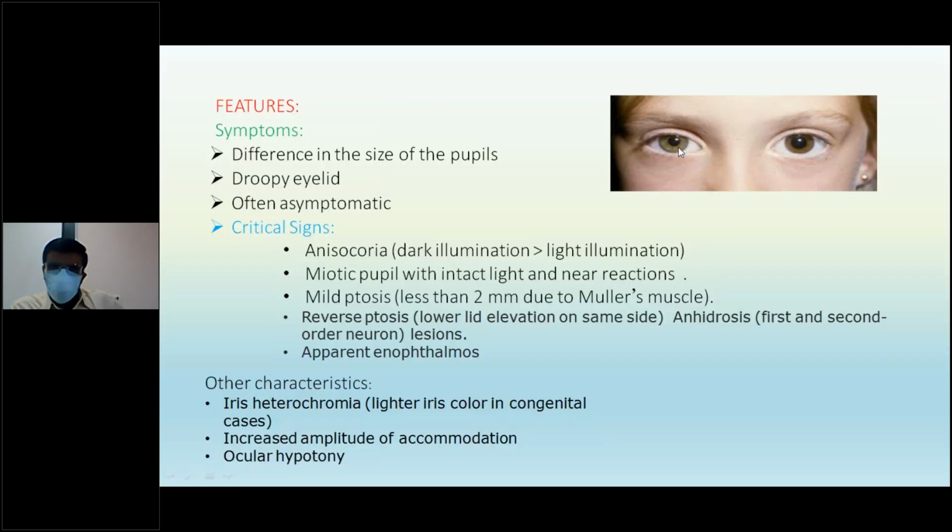This is Horner syndrome, where you can see ptosis, constriction of the pupil, and reverse ptosis or inverse ptosis. There is also heterochromia of the iris: the iris in the affected eye is lighter in color. There is also anhidrosis, meaning loss of sweating on the affected side. The eyeball is somewhat sunken inside the orbit. That is called enophthalmos. This is Horner syndrome.